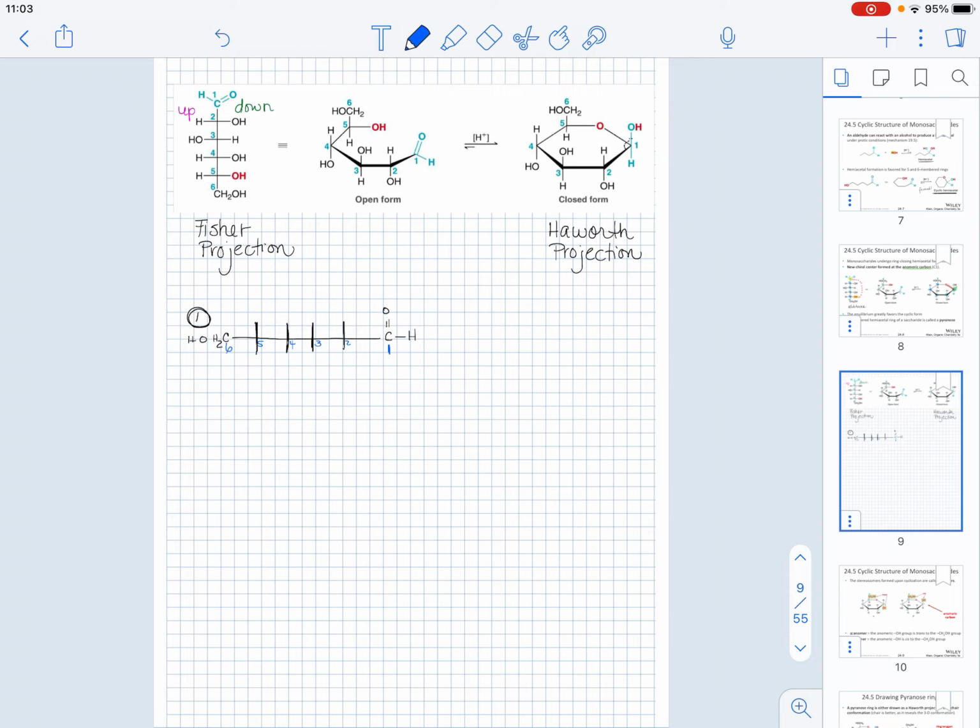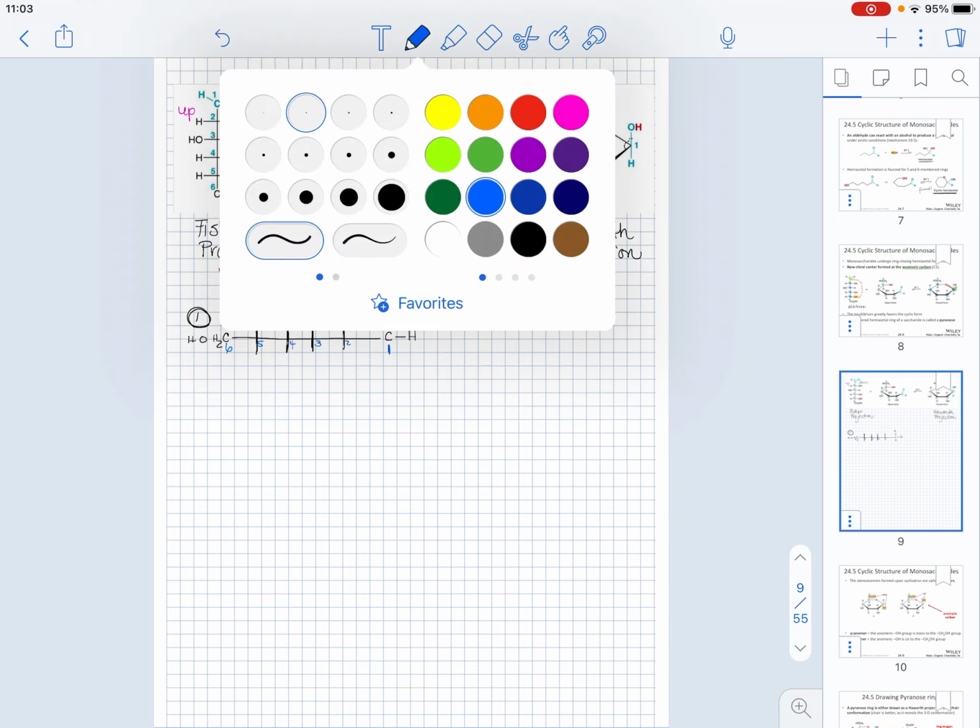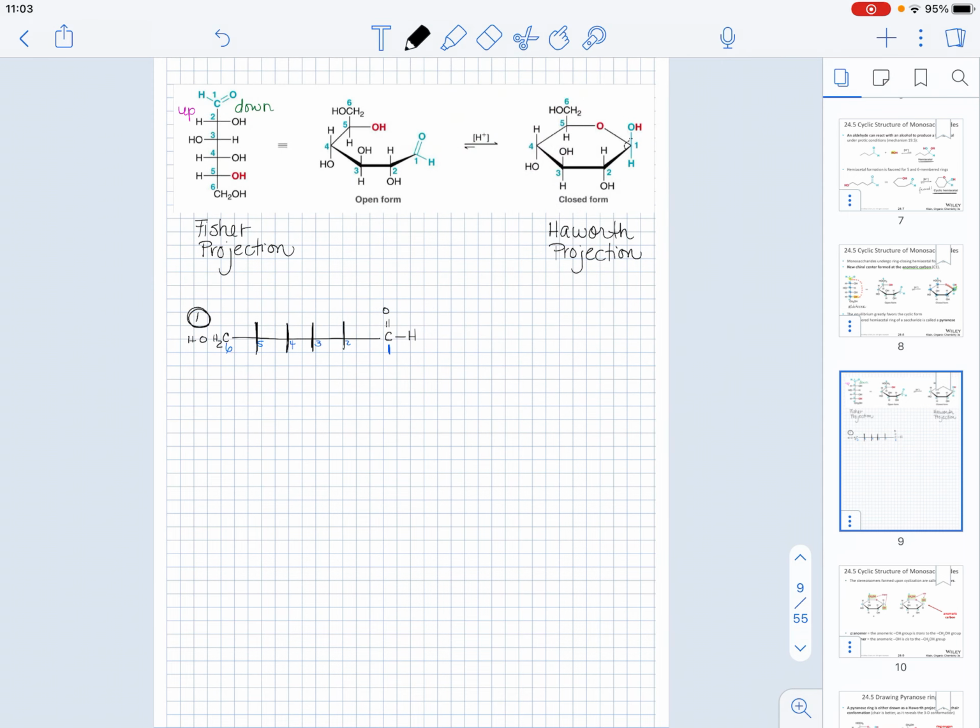Then, as I lean it on carbon 2, my OH is pointing down, my H is pointing up. On carbon 3, H is pointing down, OH is pointing up. On carbon 4, OH is pointing down, H is pointing up. And lastly, on carbon 5, OH is pointing down, H is pointing up.